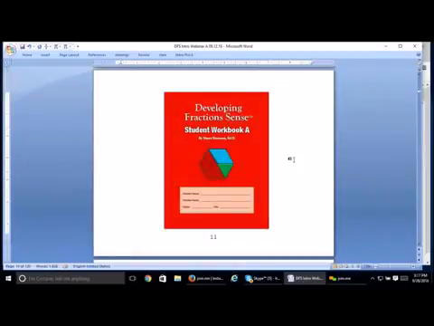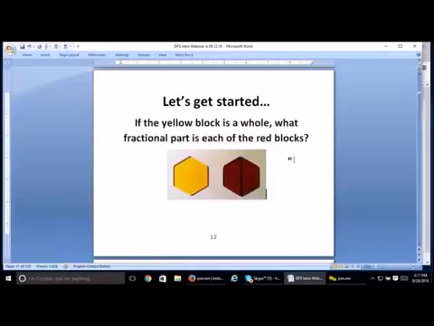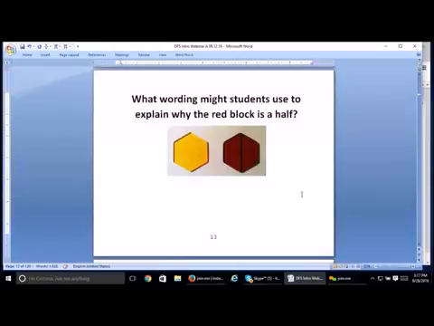So the first part of the webinar will focus on concepts that are in the Developing Fraction Sense Student Workbook A. So we're going to get started. The students have these plastic fraction blocks, and you say to them, please place the red blocks on the yellow block. If the yellow block is a whole, what fractional part is each of the red blocks? The students see that 2 of them fit the yellow block, so they know that each one is a half. Then you ask them to explain, how do you know that each one is a half?